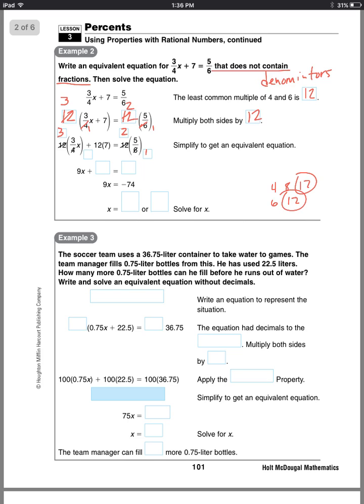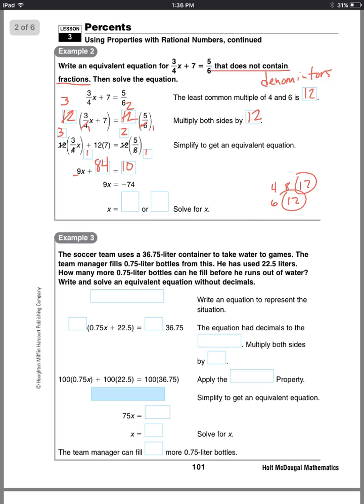So now we have to start doing the order of operations, which says to multiply first. So 3 times 3 is where they get the 9, and then they bring the x down. Then we have 12 times 7, which is 84, and 2 times 5, which is 10.